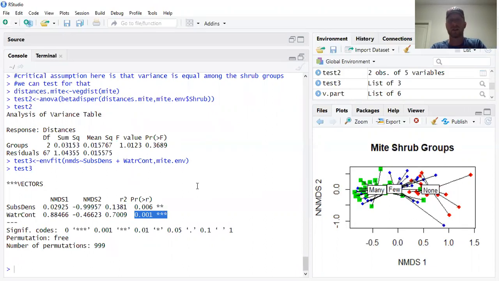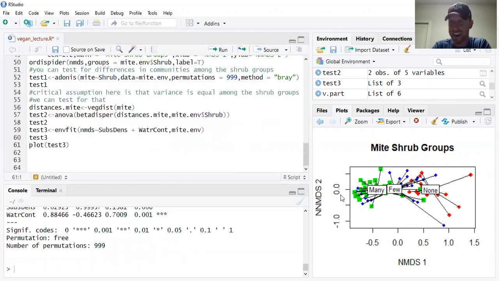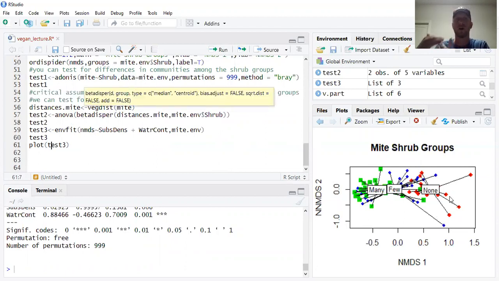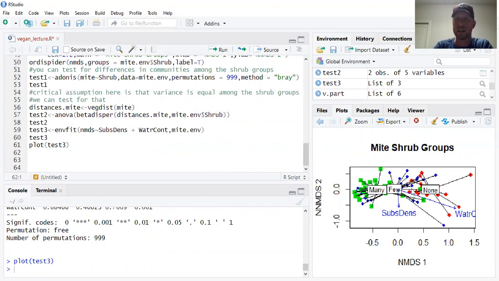We have evidence that there are relationships between the categorical environmental variables plus now these continuous ones. And we can show that on our same NMDS plot by just calling plot test3, just like we did with ordispider. We have to have an NMDS plot that's already pulled up. We've already overlaid ordispider. Now we can call this plot test3. And when I click on that, notice that we get these vectors or arrows that represent, just like in the PCA when we started this lecture, the direction and magnitude of that environmental variable.